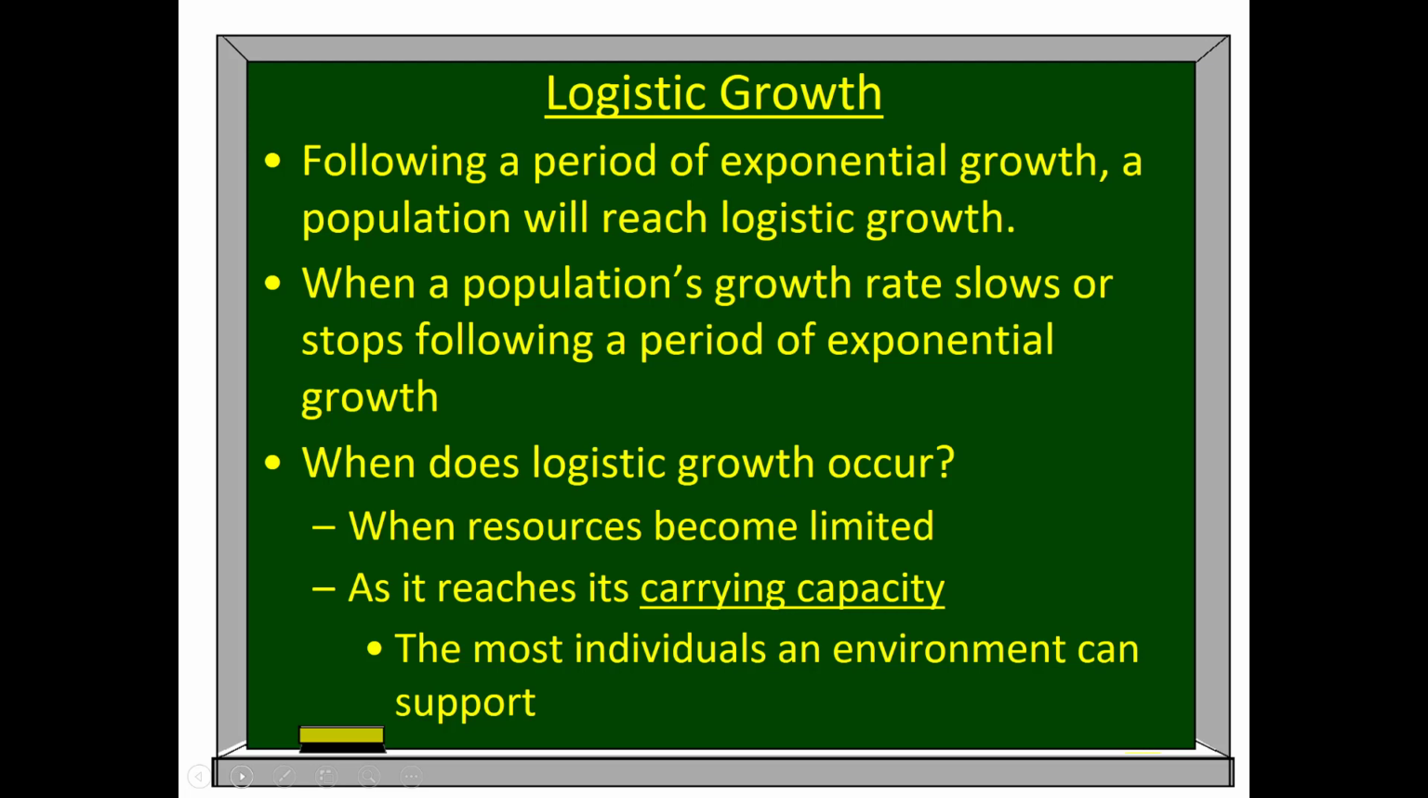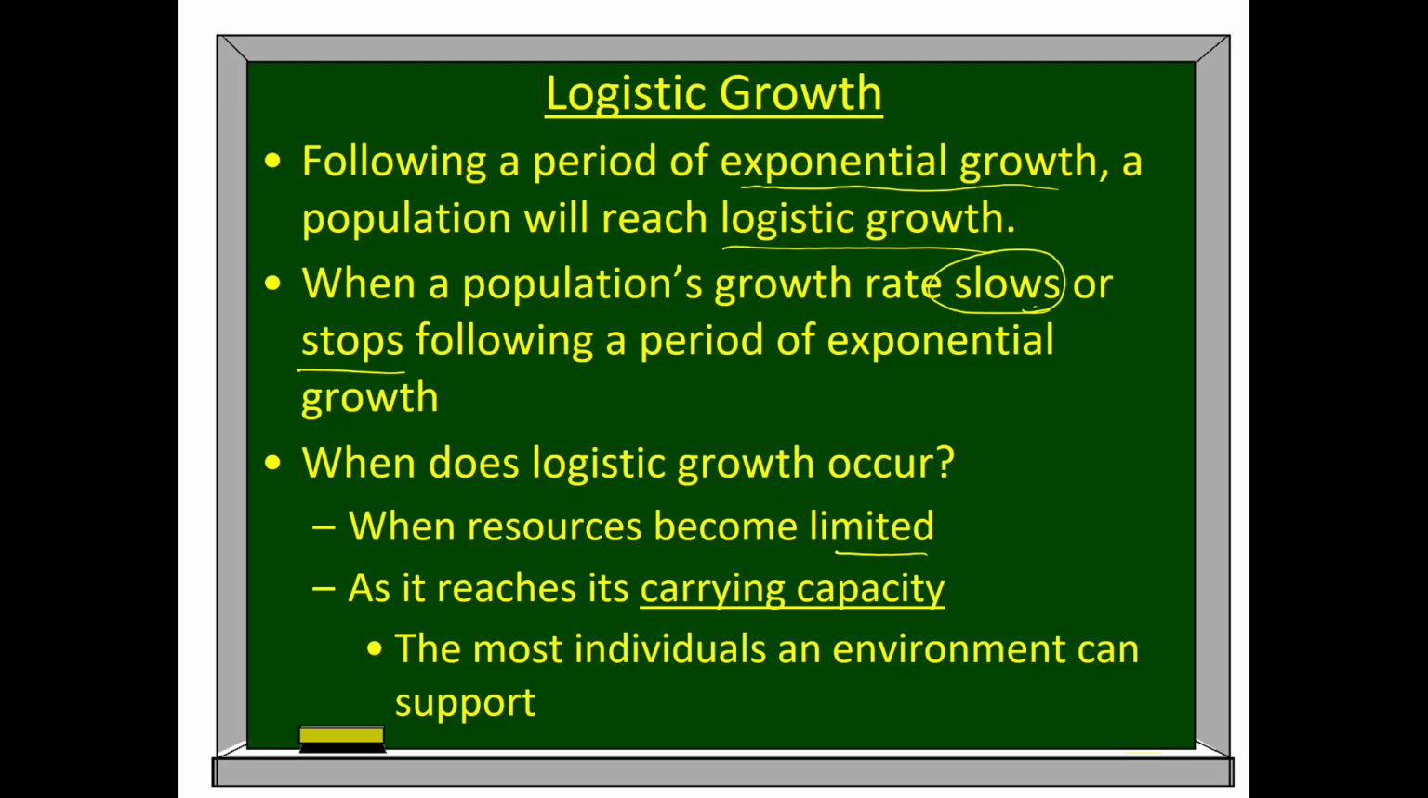So that's when we switch over to this logistic growth. After exponential growth hits its maximum rate, we switch over to logistic growth. This is where a population's growth is going to slow down or stop altogether. Exponential growth can't happen forever. It won't be able to. So it starts to slow down and stop, and that's when we move to this logistic type growth, when resources become limited.